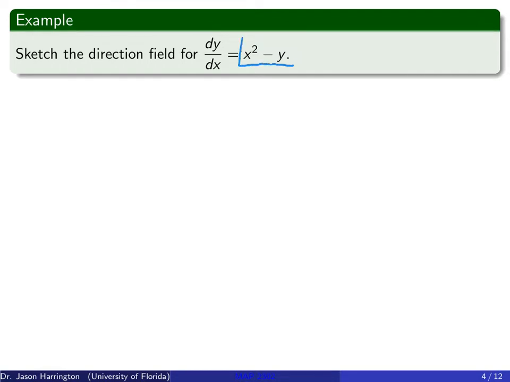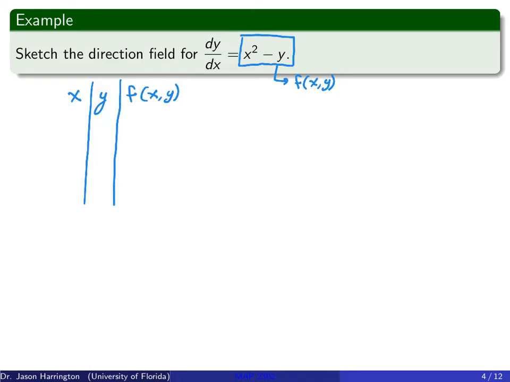So I'm going to let this be my multivariate function. I'm going to call that f of x comma y. And then I'm going to make a small table. I'll have x, y, and then f of x comma y. And basically I'll just put some points inside to see what happens. If I put in 1, 1, then I'm going to have 1 squared minus 1, which is 0.